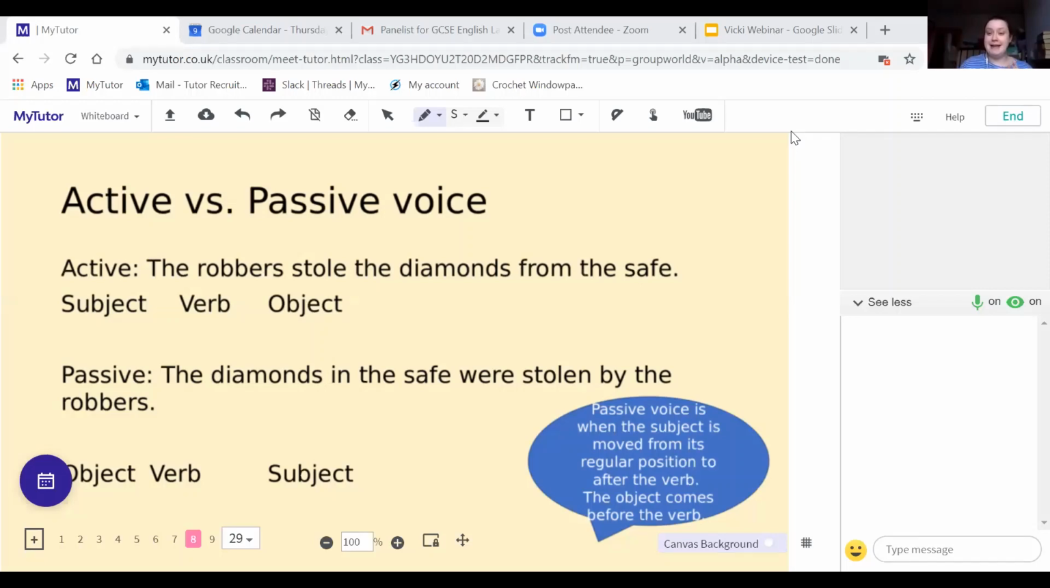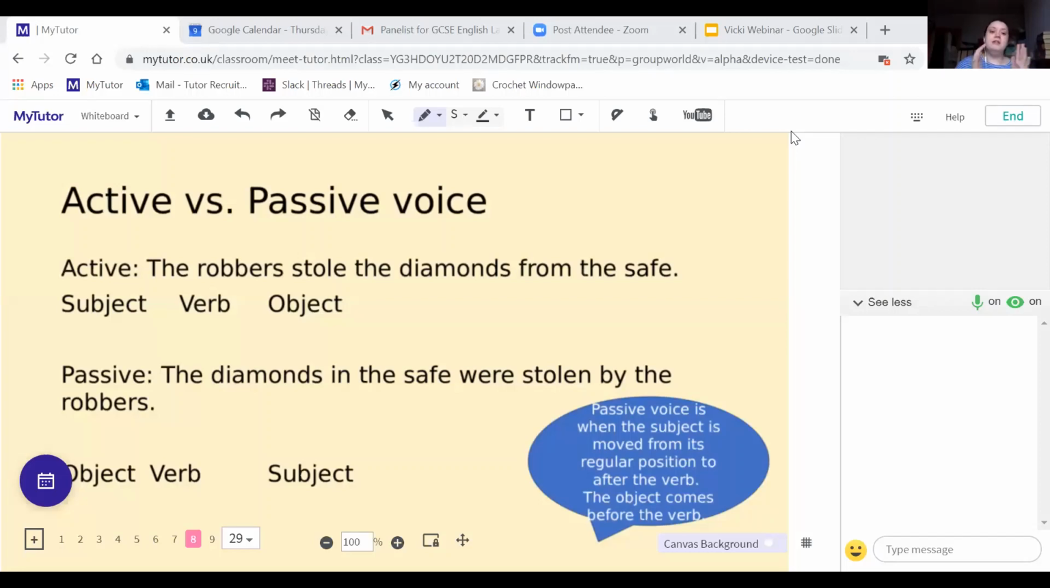A prepositional phrase is telling us where something is in relation to something else. So the diamonds were in the safe. Now, that's active. That is what you will see the vast, vast majority of the time when you are reading texts in English. With passive, this is where we move the subject to after the verb, and the object takes the place of the subject. But in order to do that, we have to add in some extra words, and we have to fiddle about with it a little bit, because if we just said the diamonds stole the robbers, that doesn't make sense. That's not what the original sentence was.